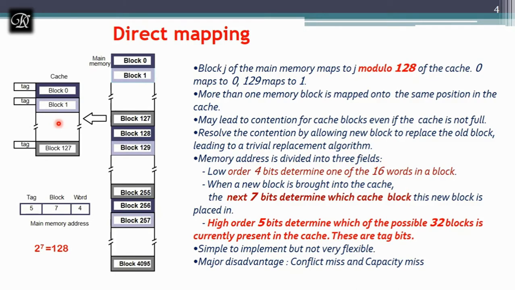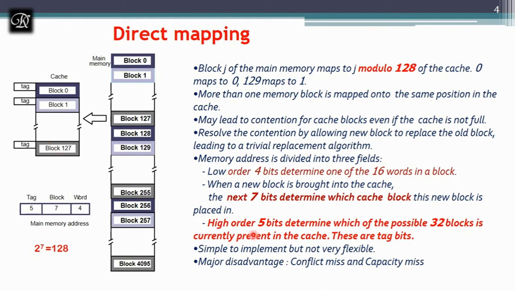So the only simple task is to take a modulus with the memory block number, generate a remainder, and decide the respective cache block that will hold the memory block retrieved from the main memory. This is how it places the main memory blocks on the cache memory. And here, as I said, of the 16 bits, the lower order 4 bits tell the respective word, and the next 7 bits decide which block it is. I said 0, 1, 2, up to 127. So how am I going to get that? With the help of 7 bits.